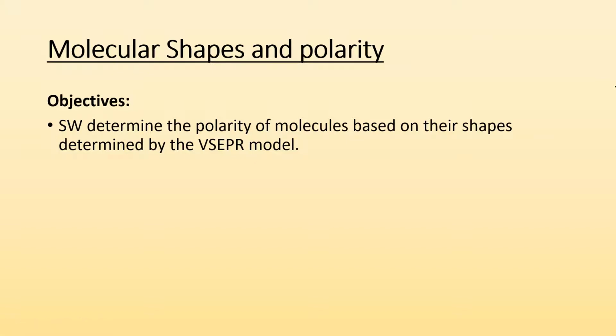Mr. Donahue here again. This time we're going to take a look at molecular shapes and polarity. So our objectives will be, students will determine the polarity of molecules based on their shapes determined by the valence shell electron pair repulsion model.